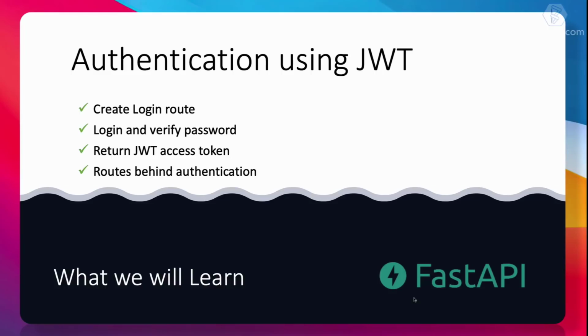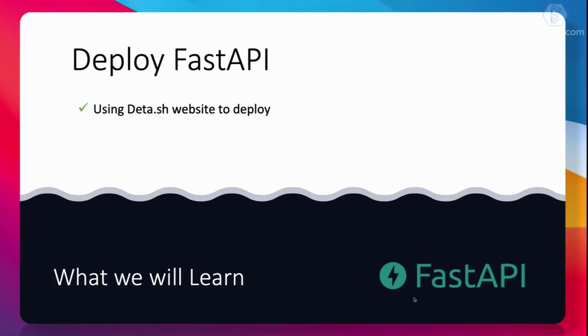JWT stands for JSON Web Token. First we will create a login route where we can provide the username and the password. Then we will verify the password using the hash algorithm. Then we will return the JWT and move all other routes behind the authentication. And finally, we are going to deploy our application using the data.sh website. Isn't it amazing? So let's see what the final product will be.